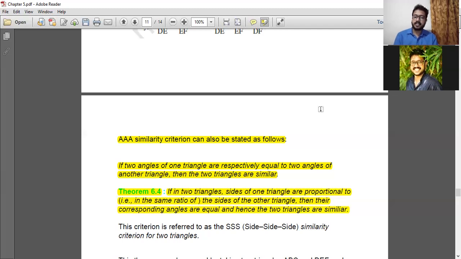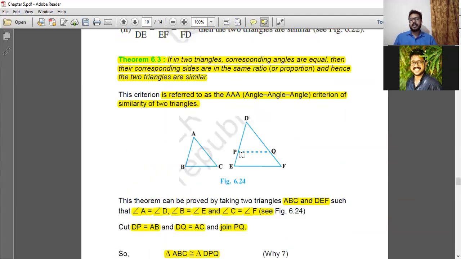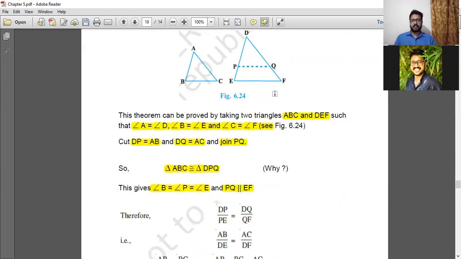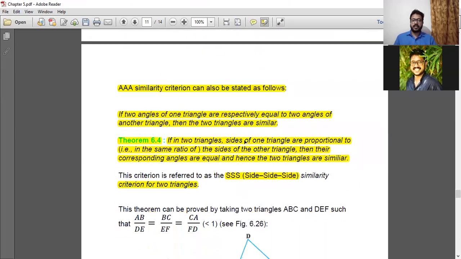And this criterion is referred to as SSS similarity, that is, side-side-side similarity criterion for triangles. Why is it so? Because in the if condition, what is the if condition? Sides of one triangle are proportional to the sides of the other triangle. That's why. And what about AAA similarity? Corresponding angles are equal. We know that a triangle has three angles. As a result, we have written AAA, that is, angle, angle, angle criterion. Clear? Now let us see.